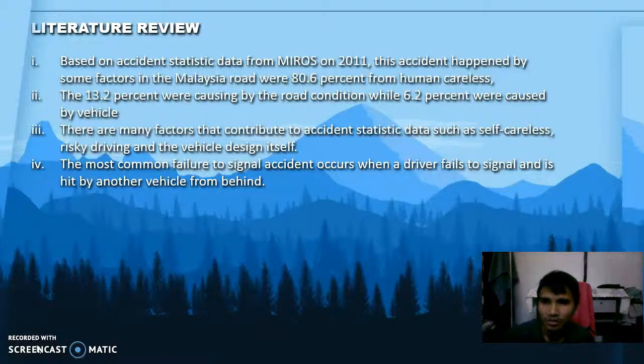About the most common failure to signal: an accident occurs when a driver fails to signal and is hit by another vehicle from behind. It is unseen by the other driver, or the other driver didn't see the signal from the first driver.